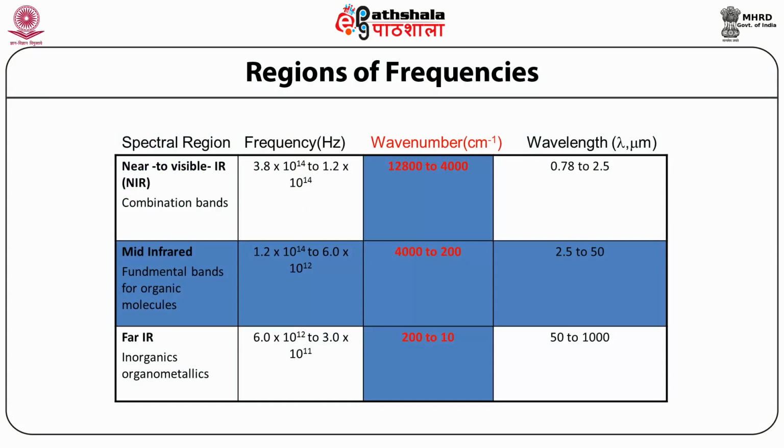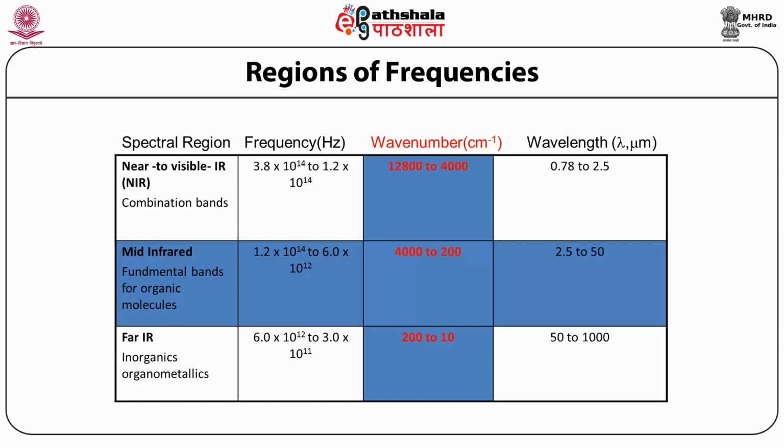We discuss here the regions of frequencies and what kind of information you derive from each region. IR spectroscopy is generally divided into three distinct regions. One is the near IR region, which has the combination bands. Its frequency ranges from 3.8 × 10^14 to 1.2 × 10^14, its wave number is 12,800 to 4,000, and its wavelength ranges from 0.78 to 2.5 micrometer.